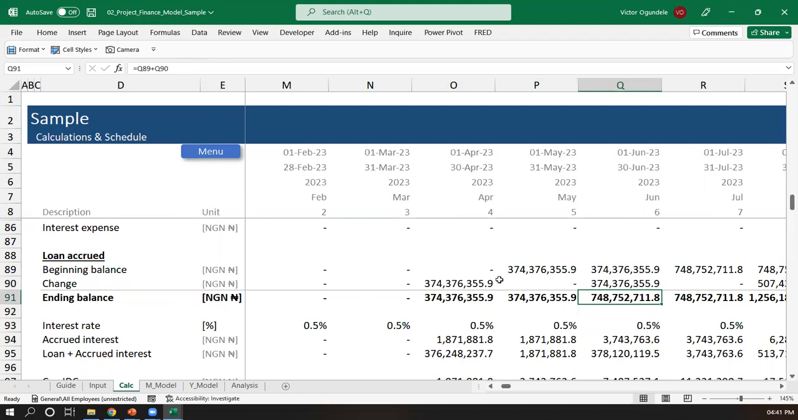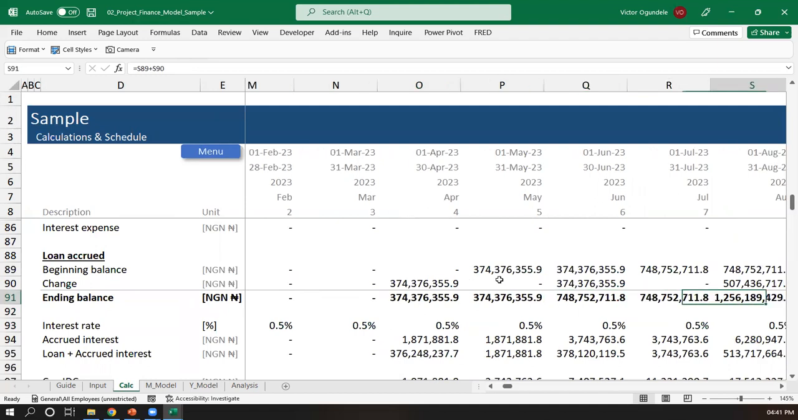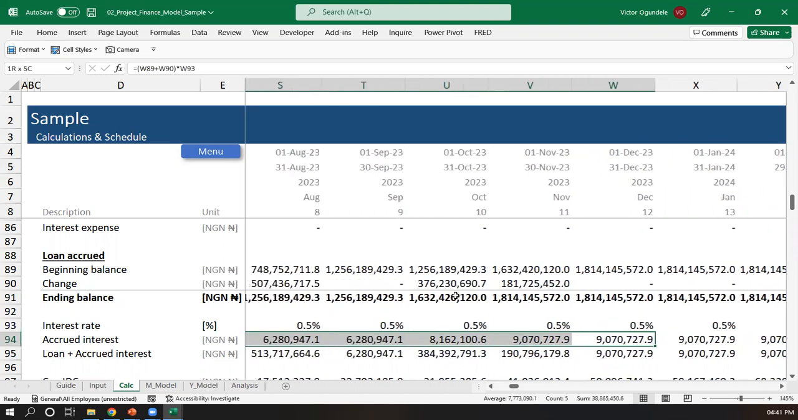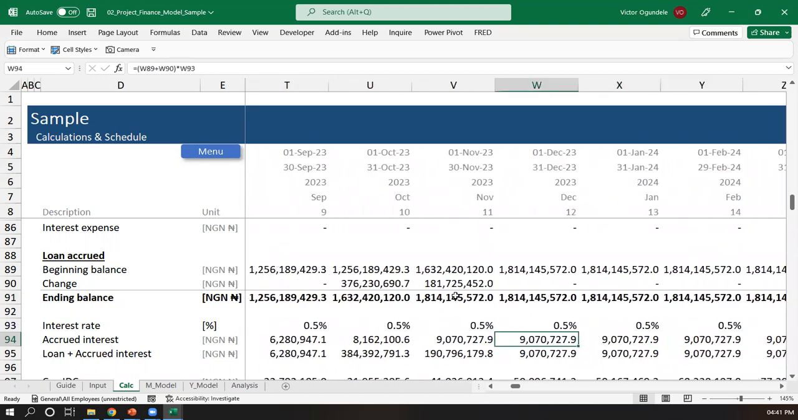You see that your debt has now increased. You are not paying anything, but the schedule is already calculated until you are done withdrawing everything from the project. Now, by the end, you have close to 1.8 billion. During that period, interest was also calculating automatically as if you are paying it.